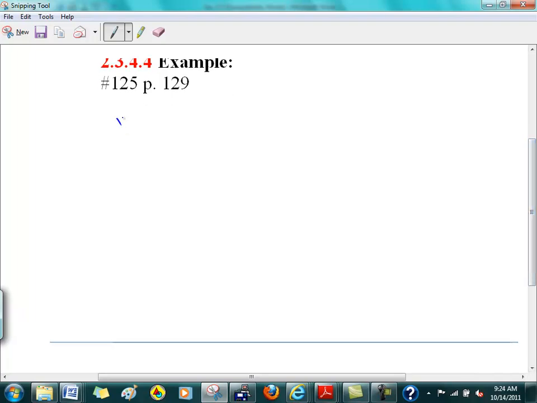So you're given a function y equals 1 over x. You're told that x is greater than 0. And they're asking you to show that that equation satisfies this differential equation. And I'll explain to you what a differential equation is.